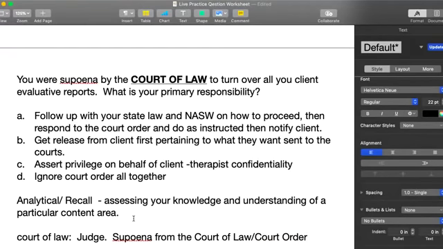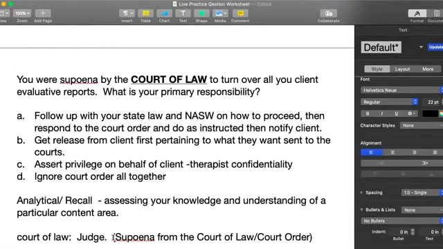So a subpoena from the court of law translates into a court order. You may not see the words "court order" in any of the test questions, and you might, so it could go either way. They could be used interchangeably. So if you receive a subpoena from the court of law, that's suggesting that you've received a court order from a judge. And getting a court order from the judge, you have a responsibility to respond.